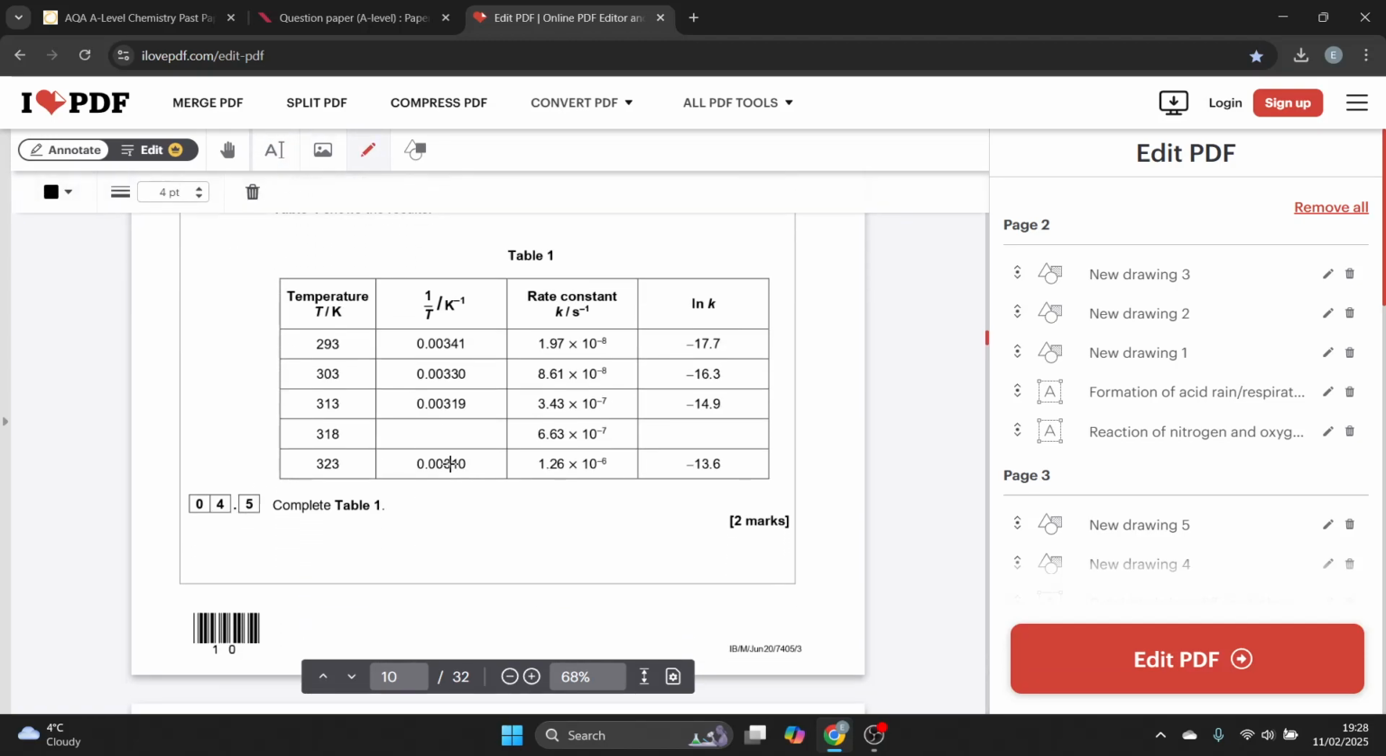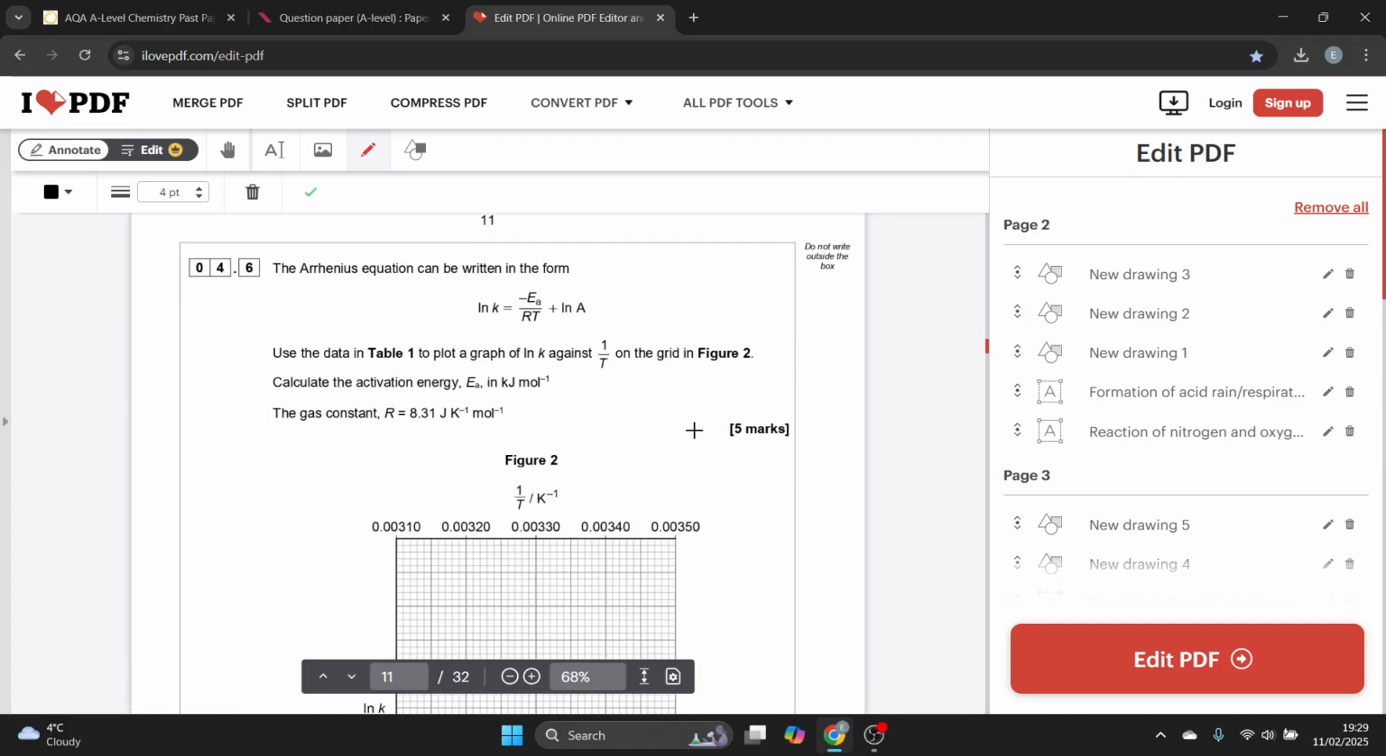4.5, complete table 1. They always like to ask this one. Well, you just go in your calculator and do 1 over t, 1 over 3, 1 over 8. 0.00314. Perfect. And then shift ln of k, which is the rate constant, 6.63 times 10 to the power minus 7. And let me guess, it's going to ask us to plot a graph, which I'm not going to do. Yeah, it does tell us to plot a graph and then calculate the activation energy in kilojoules per mole to the power minus 1.